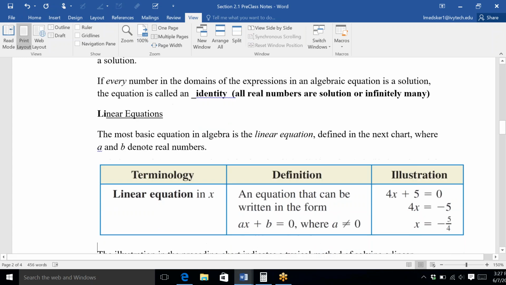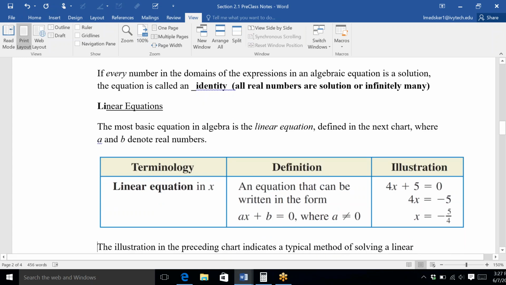Okay, linear equations. Linear equations are where you have the standard setup of x to the first power, and there might be multiple steps to isolate the x on one side by itself. They use ax plus b as a generic setup, but a linear equation has x to the first power.